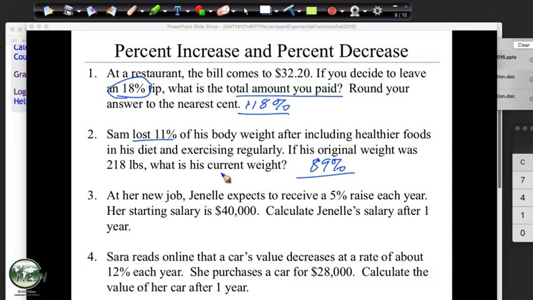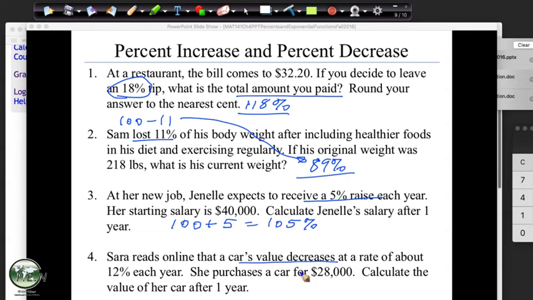See how you get to the place where you can just start doing that in your mind? So 100 minus 11, that's what we're going to use. And then we use the part over whole percent, but we start with this, and it will get us directly to our answer. Okay. New job, Janelle expects to receive a 5% raise each year. So what's she going to do? She's going to get her salary of 100% plus the 5%. So we're going to use 105% when we do these calculations. Okay. Just add the percentages first, and you'll be fine.